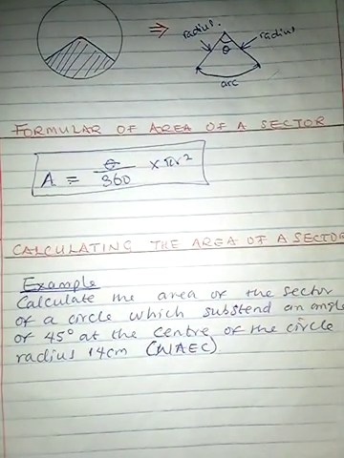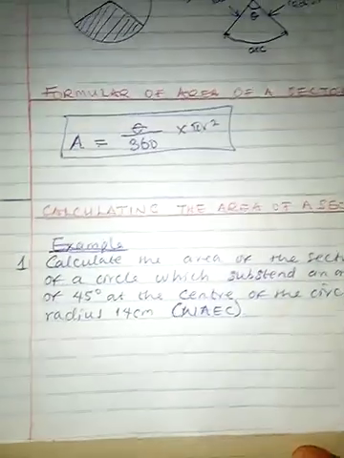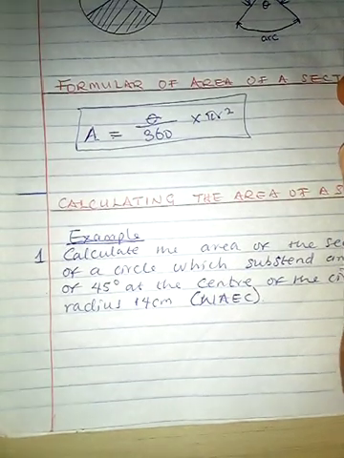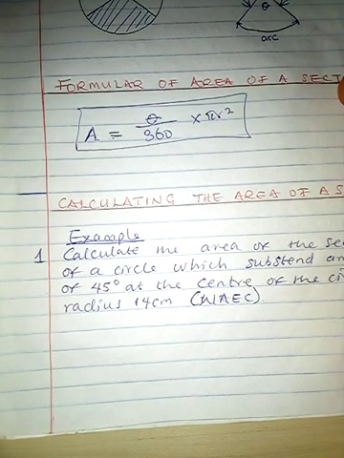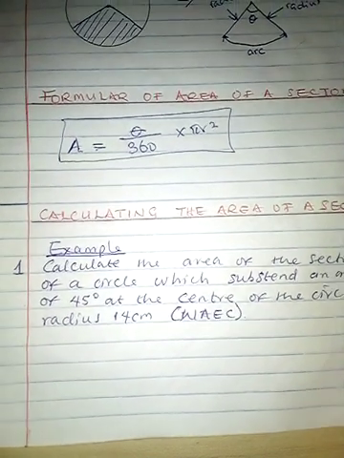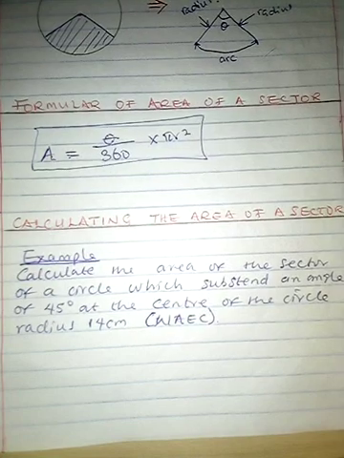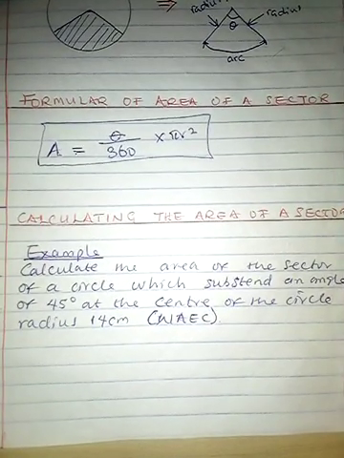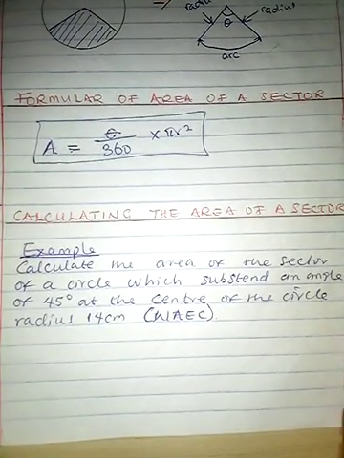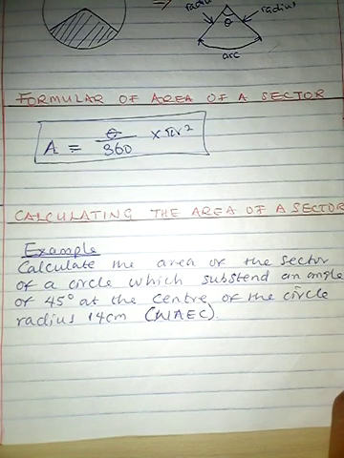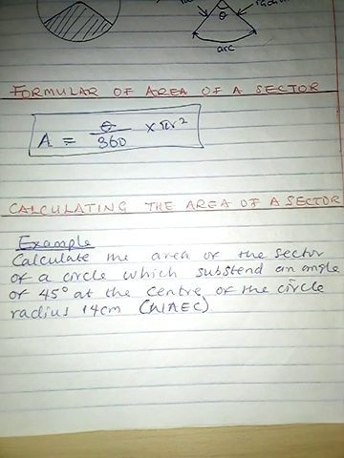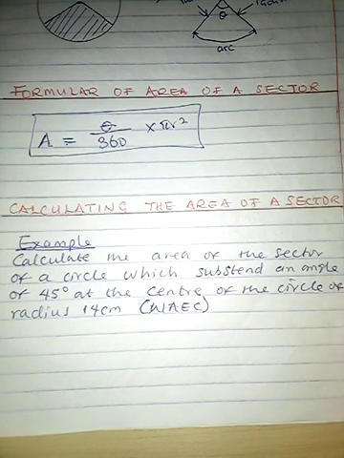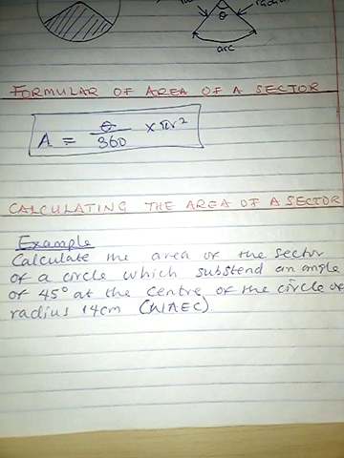Now we are going to solve 2 problems on finding the area of a sector of a circle. Problem number 1 says: calculate the area of a sector of a circle which subtends an angle of 45 degrees at the center of a circle of radius 14 cm. So we are going to solve this problem right now.